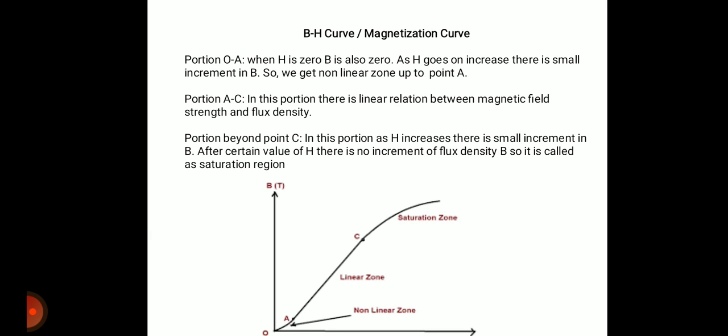After point C, after an increment in a large value of H, there is a smaller increment in the value of B, so it gives again the non-linear region. After a certain value of H, the value of B does not increase. That region beyond C is called the saturation region, or saturation zone. So what happens in the saturation zone? For an increment in H, there is a smaller increment in B, which gives us the non-linear region. Beyond some value of H, for an increment in H there is no increment in B. That's why it is called the saturation region or saturation zone, and that graph is called the BH curve.